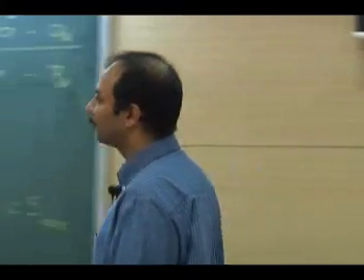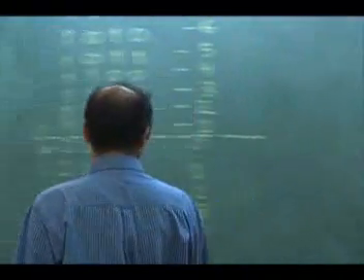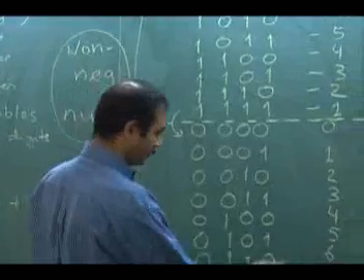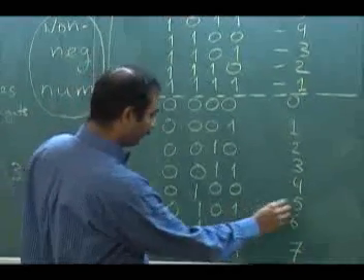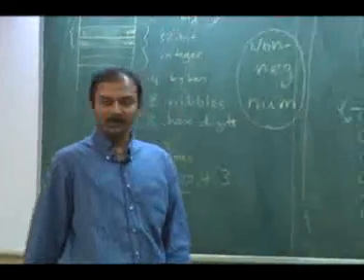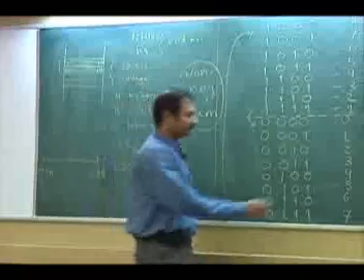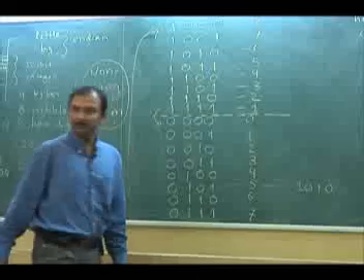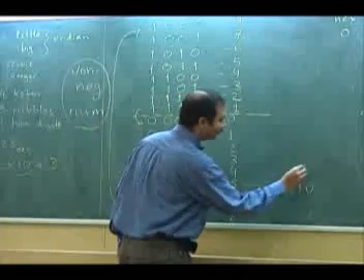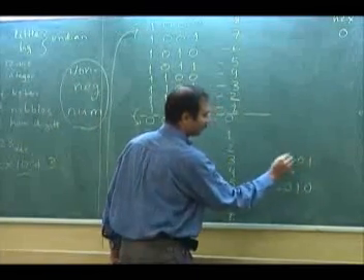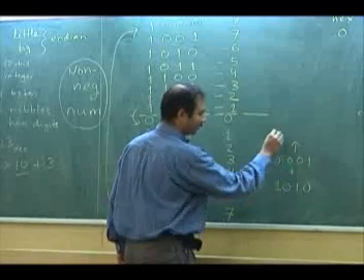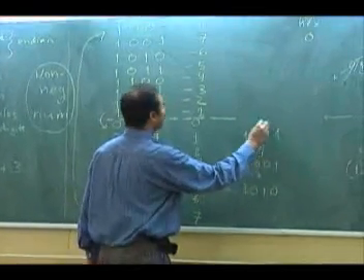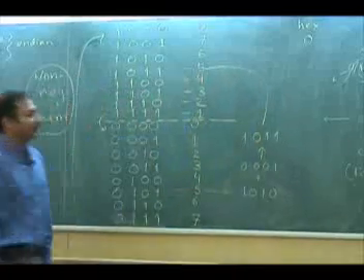Now, this has many, many important properties, so I'll just tell you one, which is, suppose I take the number, say, 5, which is 0, 1, 0, 1. Let me complement each bit. If I do that, I get 1, 0, 1, 0. Let me add 1 to it. I get 1, 0, 1, 1, which is minus 5.